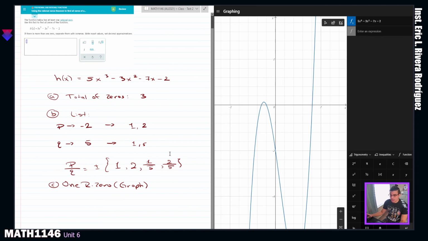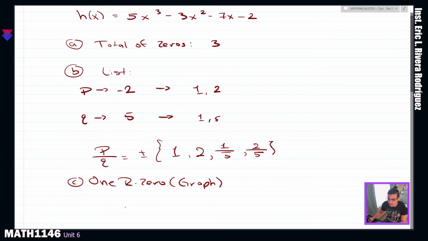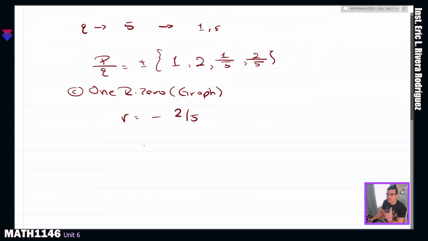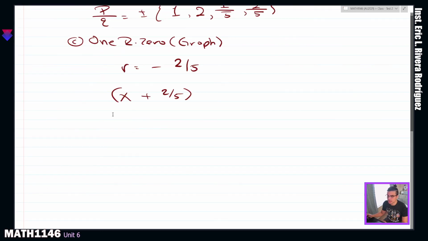So from the graph, we know that the zero is going to be negative 2 over 5. That is the only rational zero that this graph has. The other two are irrational. You might wonder at this point how we are going to find them. Well, because we started with a degree 3 polynomial, we are going to be able to find those other 2 irrational zeros. Let's start with this one. We know that the linear factor from this one is going to be 2 over 5. And here we are going to practice again how to do synthetic division.